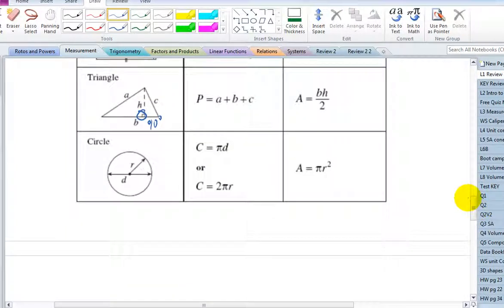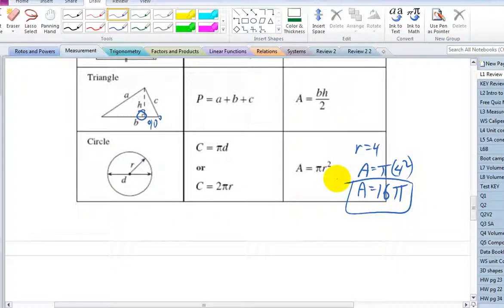Good. A lot of your answers for circles will end in pi. So if the radius equals 4, the area equals pi times 4 squared. So area equals 16 pi. And that's your final answer. So then we don't have to round, because that's exact. Okay, so be ready for that for your circles.